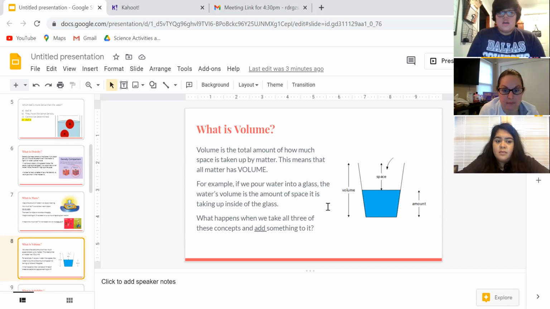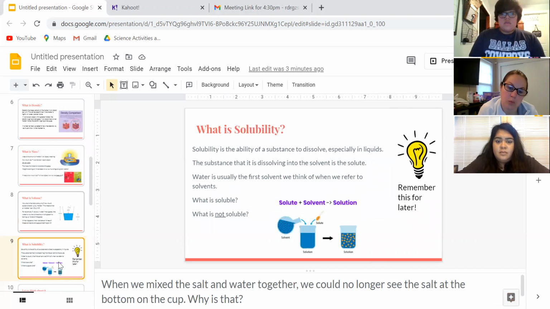So everything has volume, but how are we supposed to tie these things together? Why am I telling you guys density, mass, and volume? Why I'm telling you guys this is because everything correlates together. And when we go to the next part of the lesson, we see solubility.